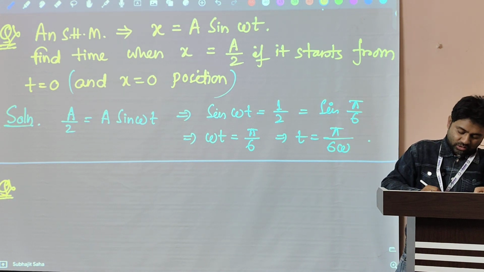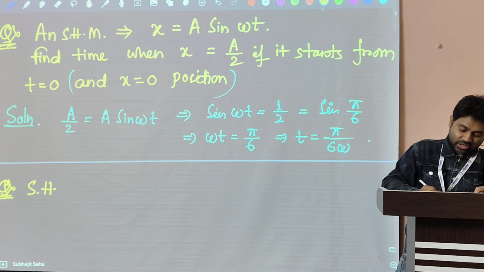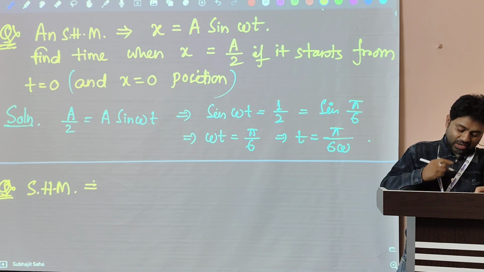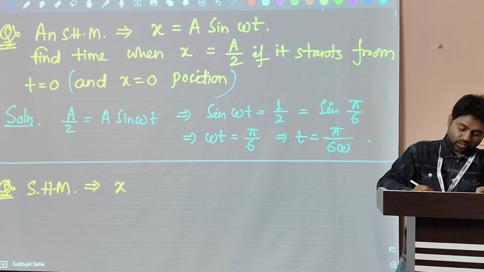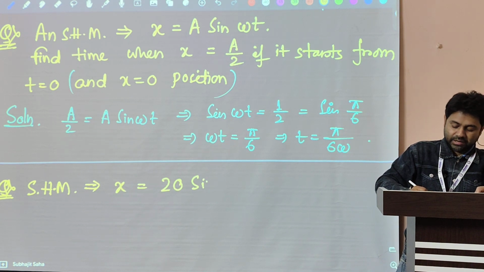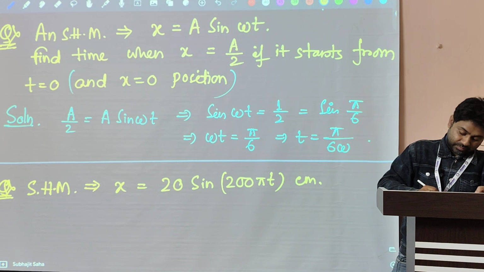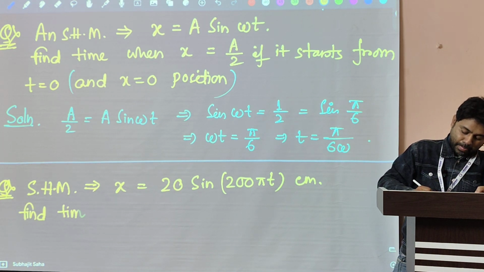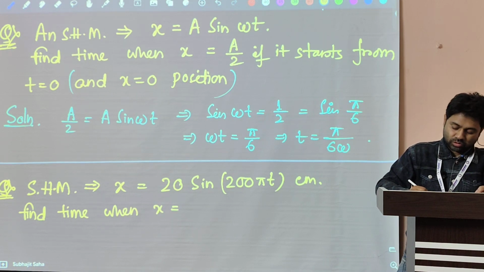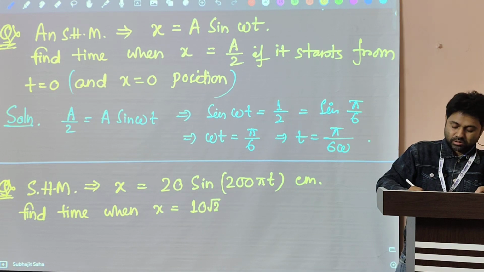Let's take one more question. Another SHM of a particle is represented by x equals to 20 sine 200 pi t centimeter. Find the time when x equals to 10 root 2 centimeter.